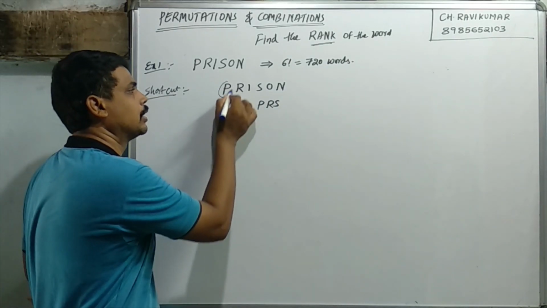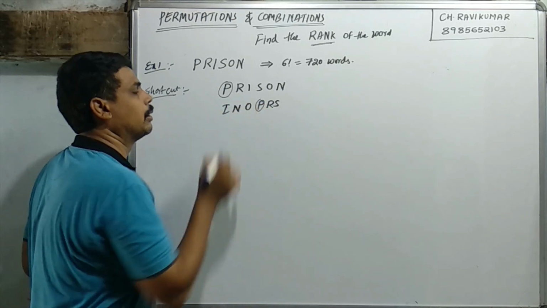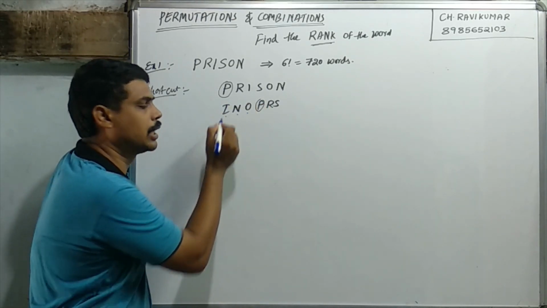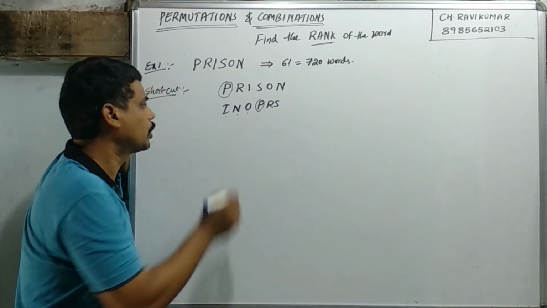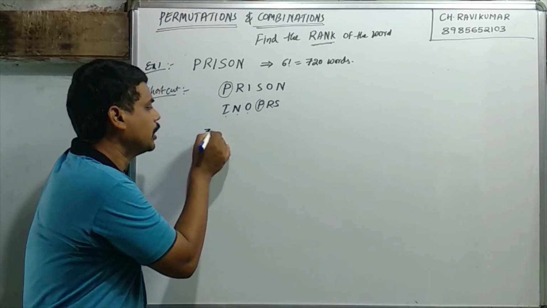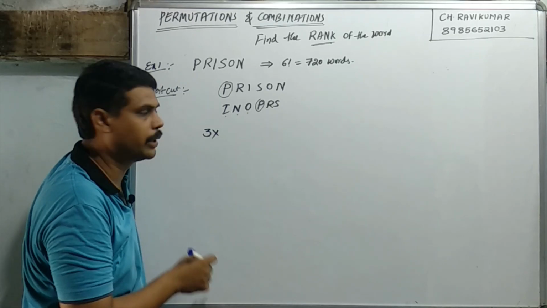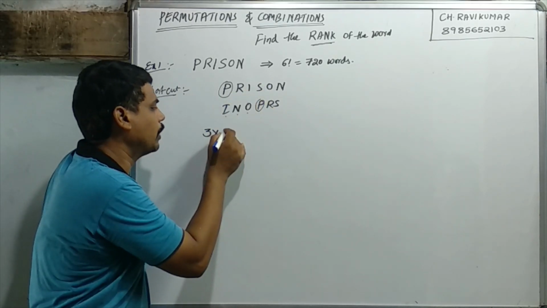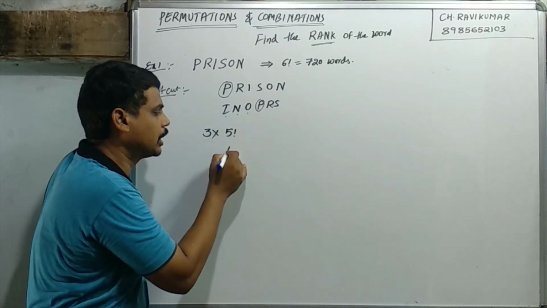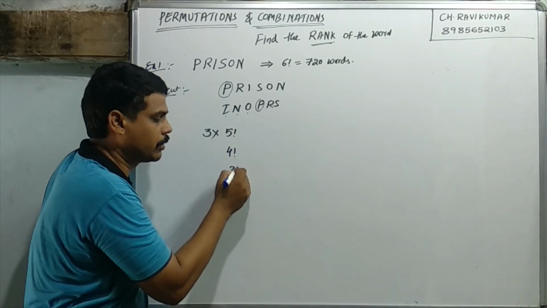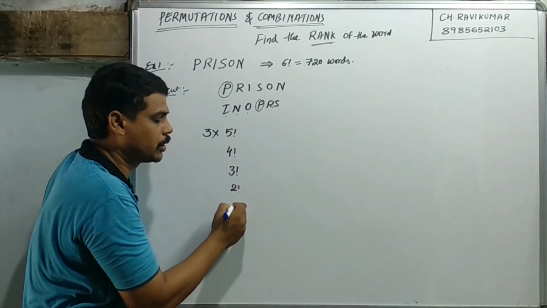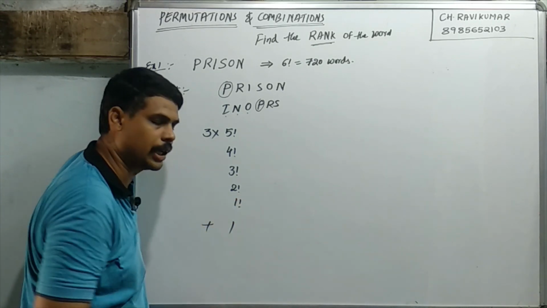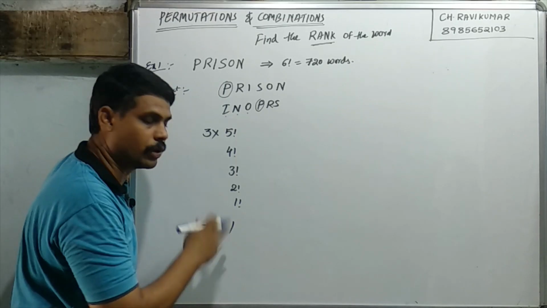So first of all, you take the shortcut method. It starts with P. Before P there are 3 letters. So the answer, you have to say, 3 into, after P, 1, 2, 3, 4, 5 are there. So 5 factorial. Onwards, the next one is 4 factorial, next one is 3 factorial, next one is 2 factorial, next one is 1 factorial. After that, lastly, the rank of PRISON is 1.